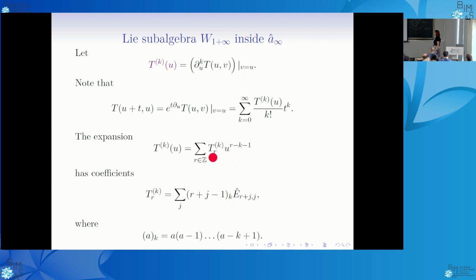So let's find what these elements of A infinity hat are. They're going to be given by this kind of infinite matrices. Again, each of them sits on just one diagonal. And here we use the notion of falling factorial in the coefficient.